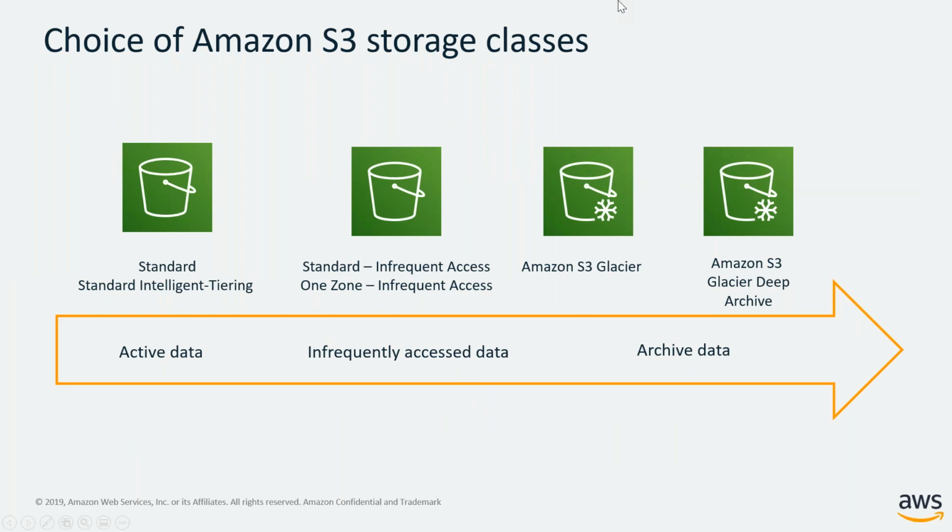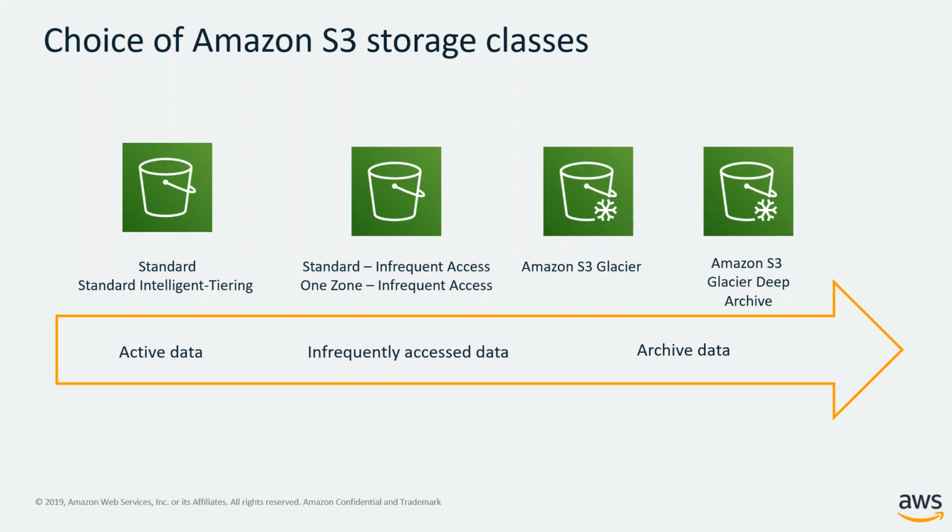When it comes specifically to Amazon S3, just having the services is important, but also having the features that customers need is equally important. Amazon S3 offers many different storage classes to help meet customers' needs depending on where that data is in their data lifecycle. It starts with active data, where customers can use either the Amazon S3 Standard or Standard Intelligent-Tiering storage classes to meet their needs for active data.